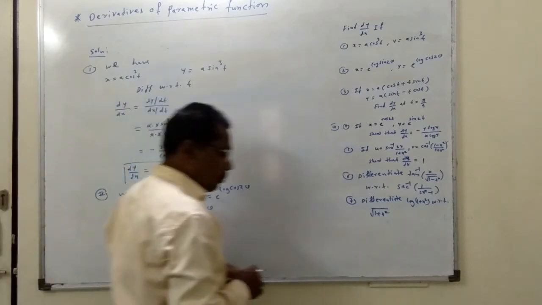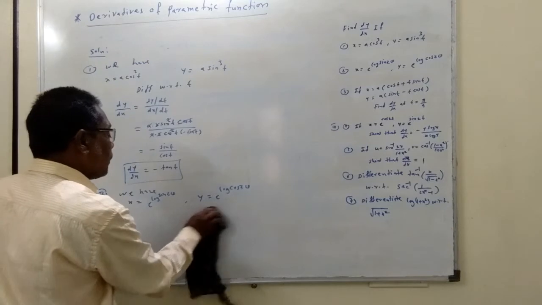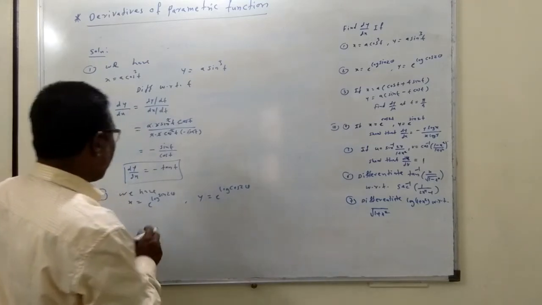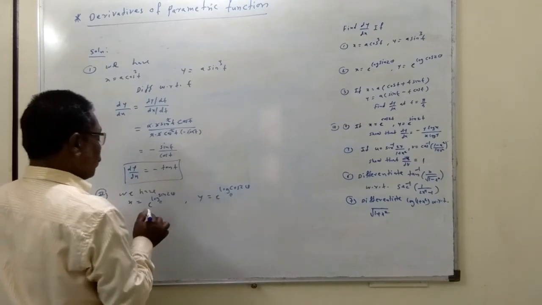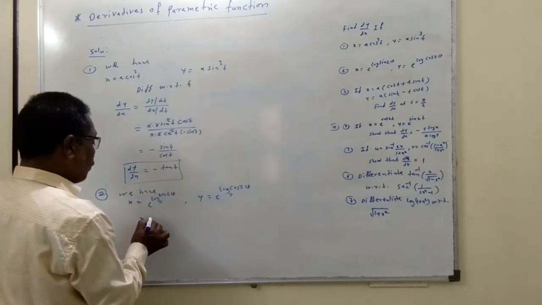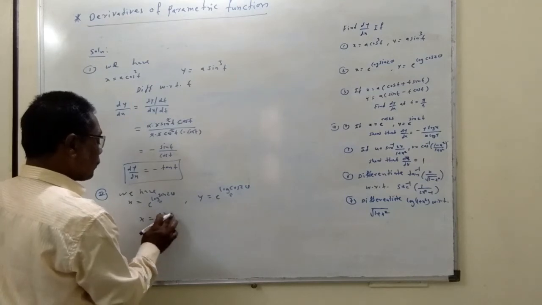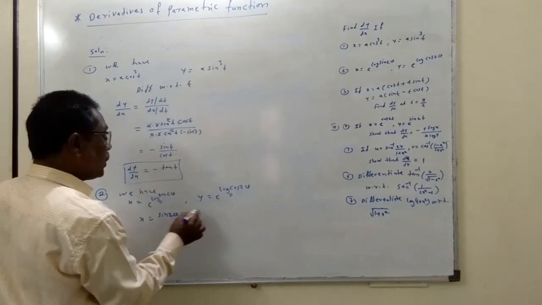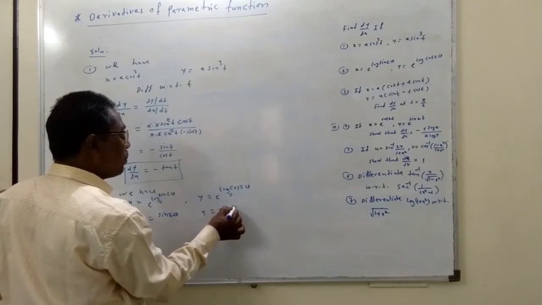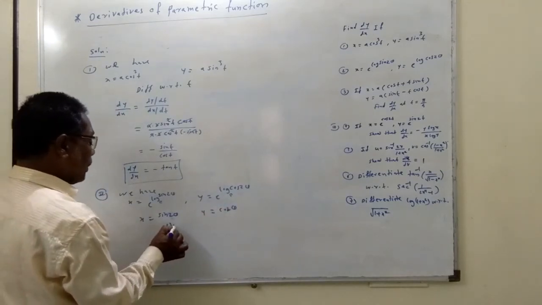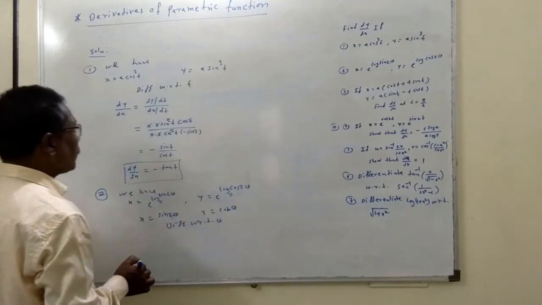Again, instead of differentiating immediately, we can simplify the function. Now e raised to log, with base e, so log and anti-log cancel. So x is equal to sin 2 theta, and y is equal to cos 2 theta. This simplifies the derivative. Now differentiate with respect to theta.